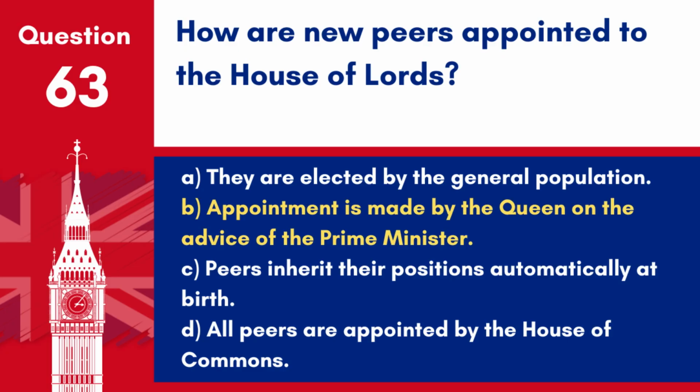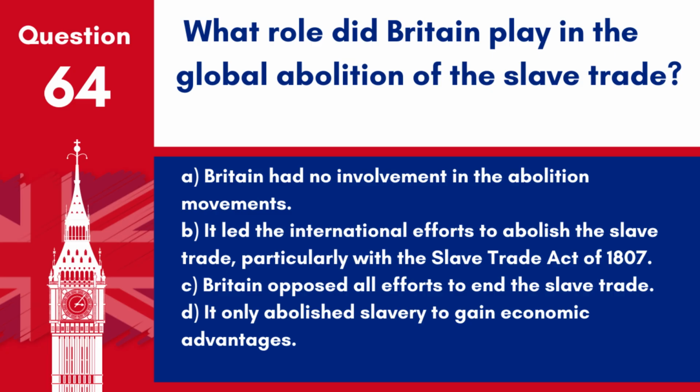Answer: B. Appointment is made by the Queen on the advice of the Prime Minister. New life peers are typically appointed to the House of Lords based on the recommendation of the Prime Minister, reflecting their contributions to public life or specific expertise. Question 64.